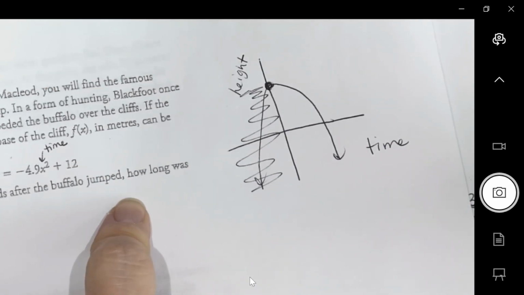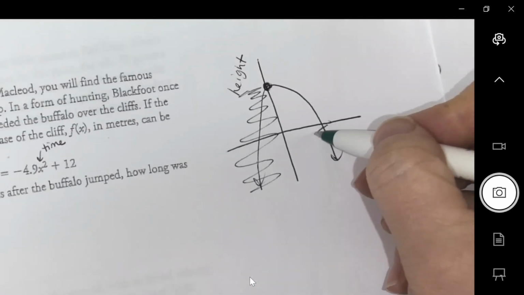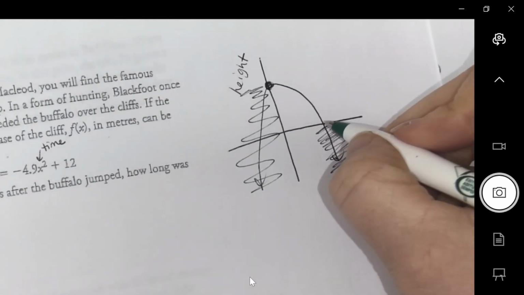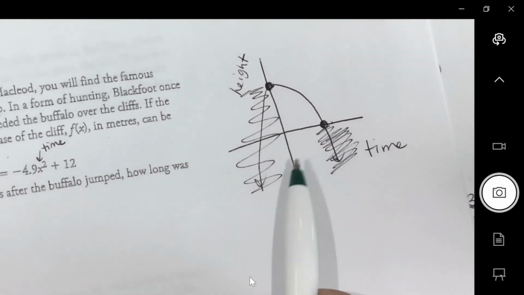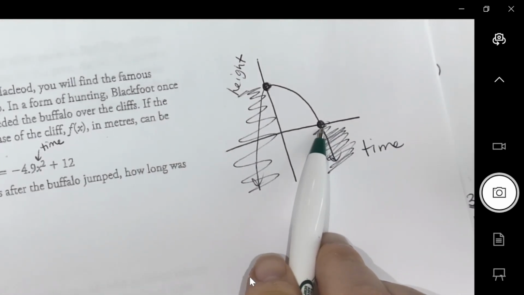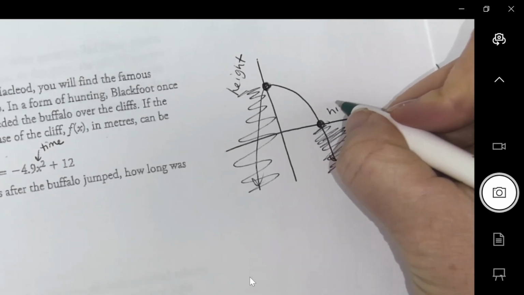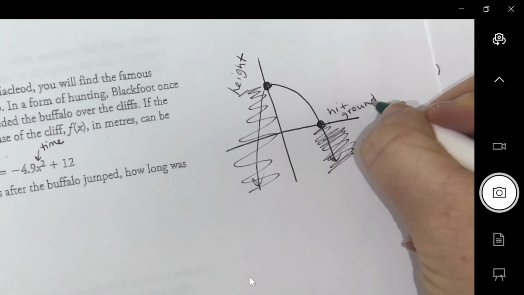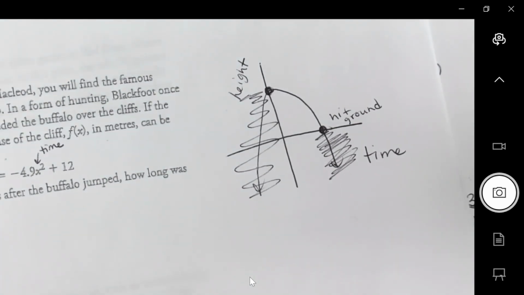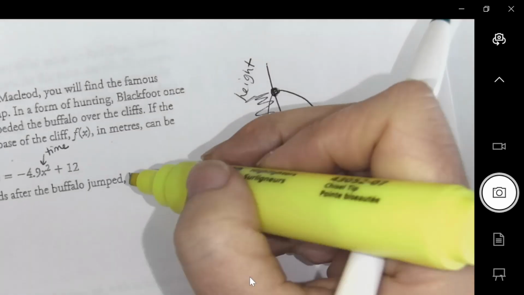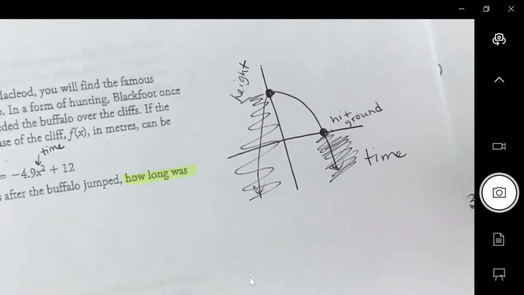Now, actually, there's more of this graph that doesn't exist. What else? You're not going underground. They're not going to be going into the ground. So what would you say is happening in real life if I put a point right there? They died. They hit the ground. So here's the question. How long was the buffalo in the air?